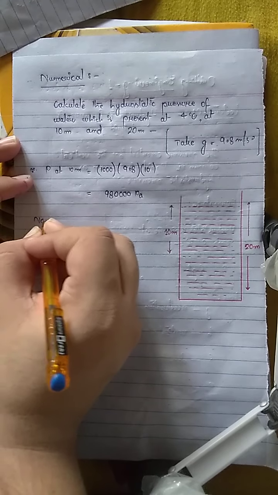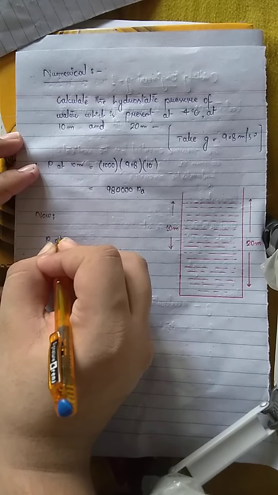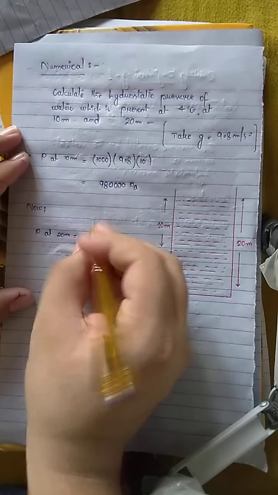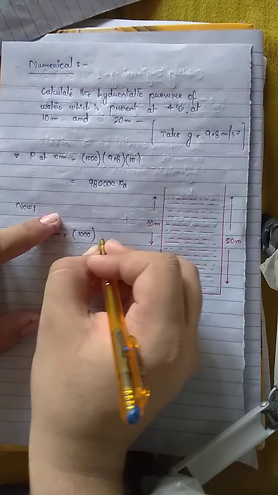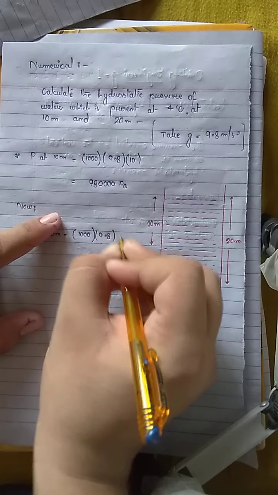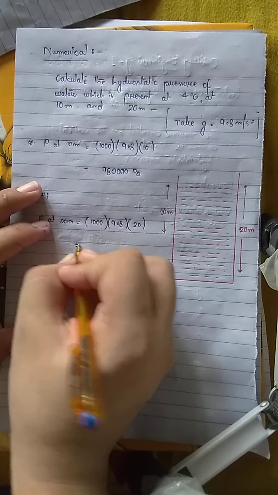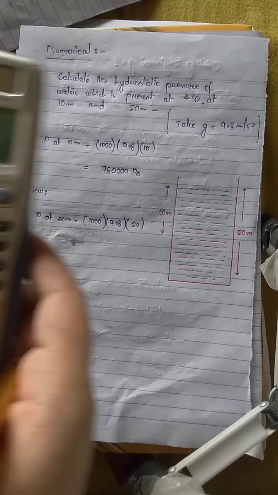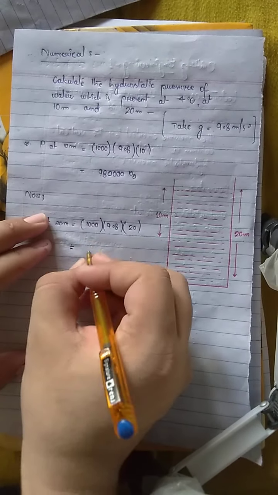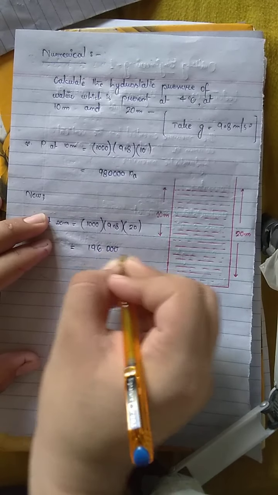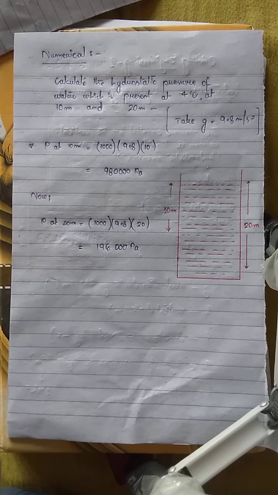Now we will calculate the hydrostatic pressure at 20 meters. Since the fluid is again water, the density remains 1,000 kilogram per meter cubed. The value of g remains 9.8, and the depth is now 20 meters, which is double of 10. So 9.8 multiplied by 20 multiplied by 1000, the answer is 196,000 pascals. This is the value of hydrostatic pressure.